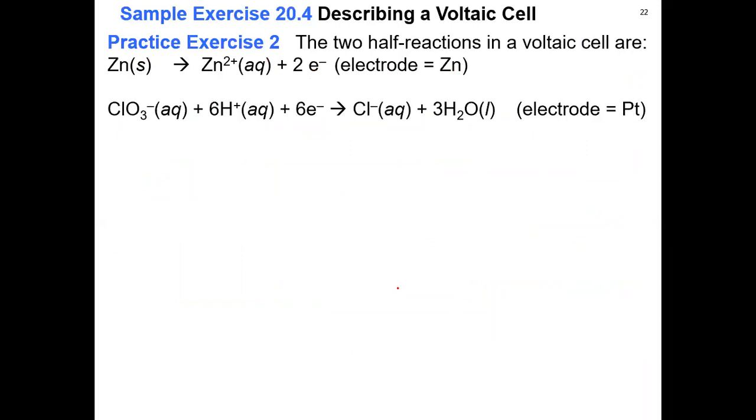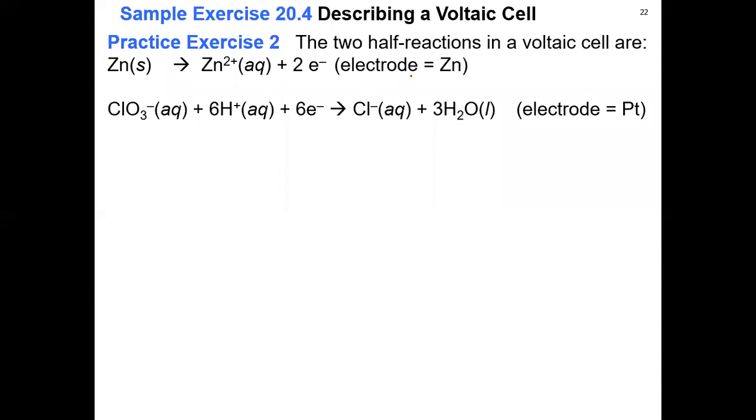Right, so we will study chapter 20, electrochemistry. We will start with this practice exercise. In this question, we are given two half reactions in a voltaic cell. The first is zinc solid produces zinc 2 plus ion plus 2 electrons.